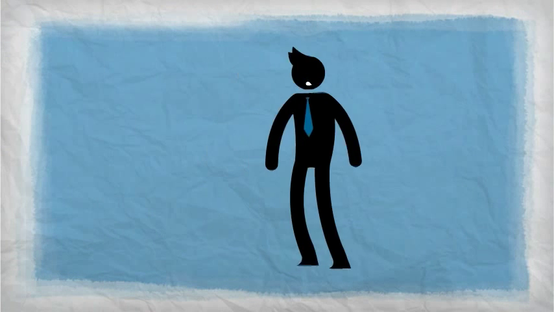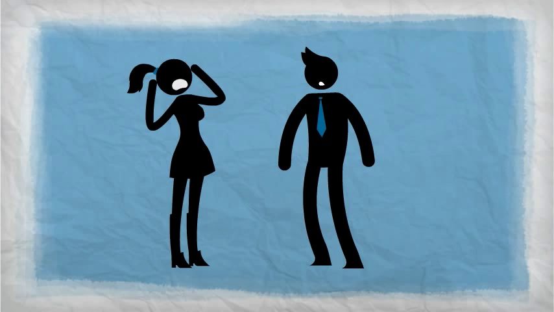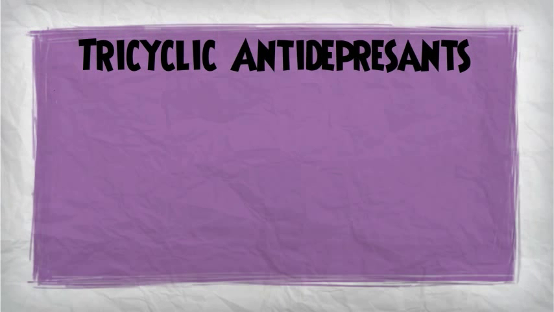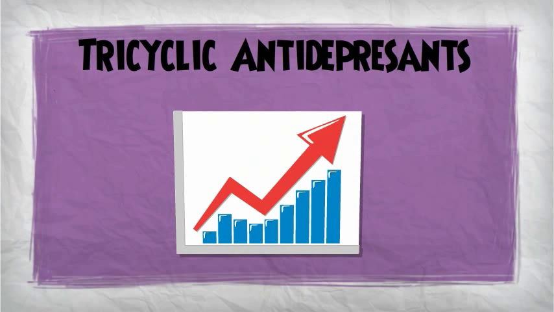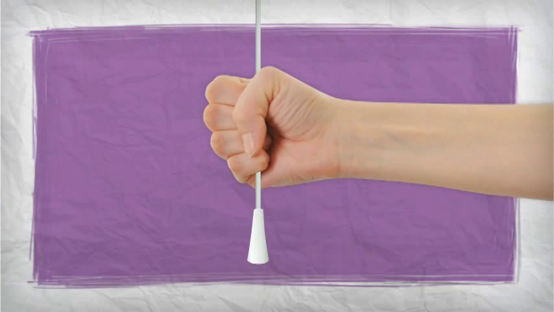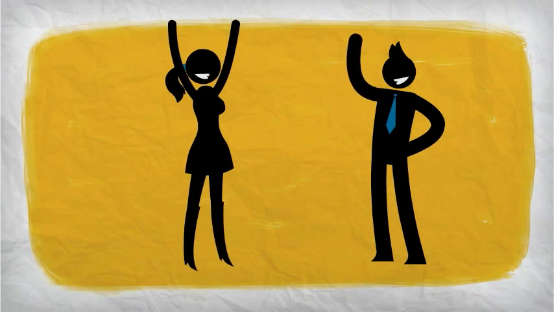Doxepin is used to treat depression and anxiety. Doxepin is in a class of medications called tricyclic antidepressants. It works by increasing the amount of certain natural substances in the brain that are needed for mental balance.